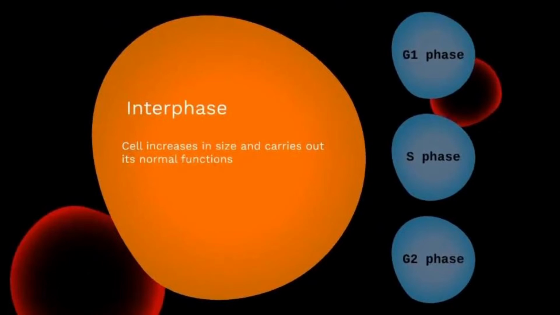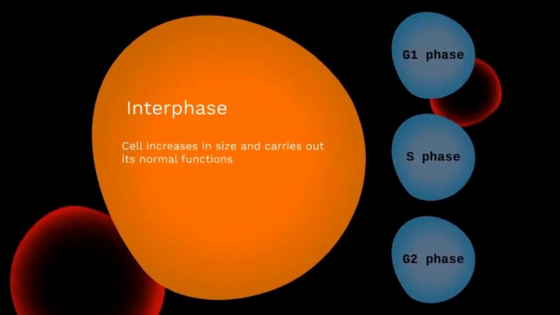And G2 is where the cell continues to grow and also the DNA that has been synthesized is checked and repaired if there are any mistakes. I know that this seems like a lot, and it will take you a while to get it, but just keep persevering at it and it will eventually go in.